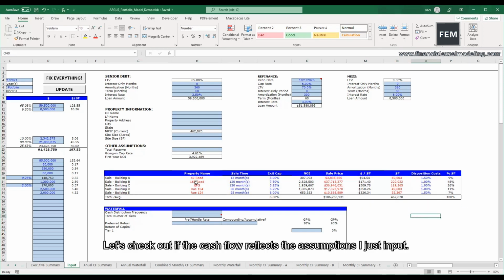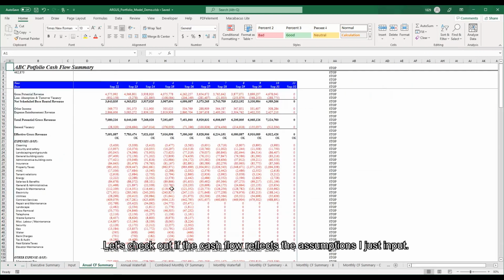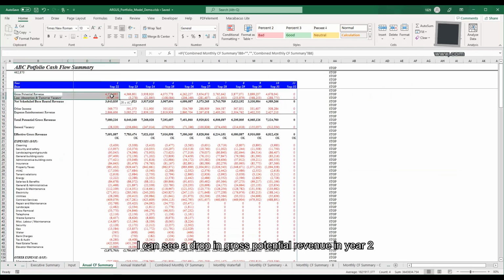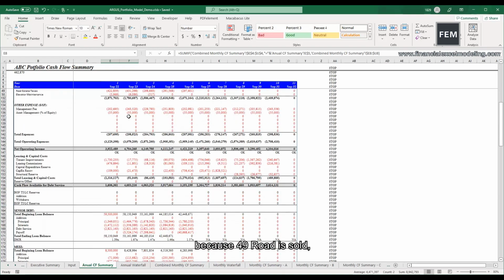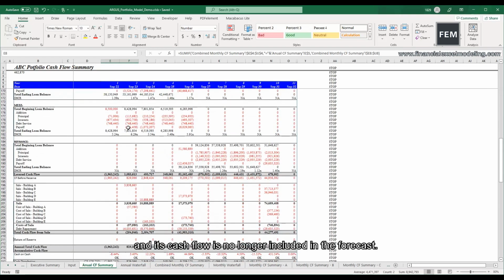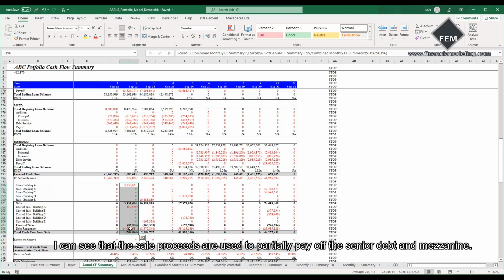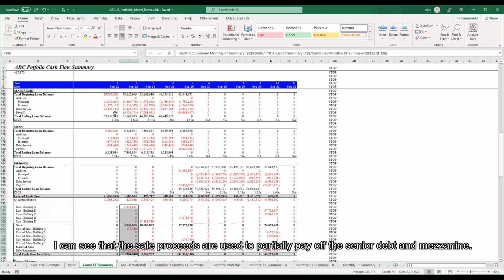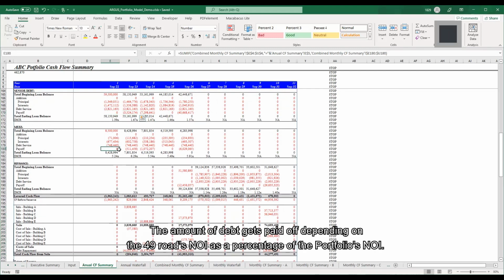Let's check out if the cash flow reflects the assumptions I just input. I can see a drop in gross potential revenue in year 2 because 49 Road is sold, and its cash flow is no longer included in the forecast. Scrolling down, I can see that the sale proceeds are used to partially pay off the senior debt and the mezzanine. The amount of the debt that gets paid off depends on 49 Road's net operating income as a percentage of the portfolio net operating income.